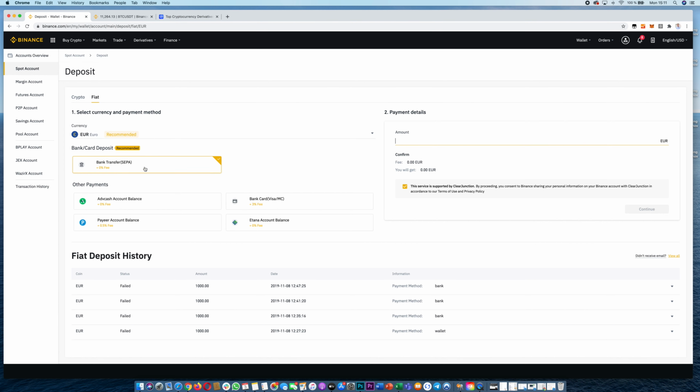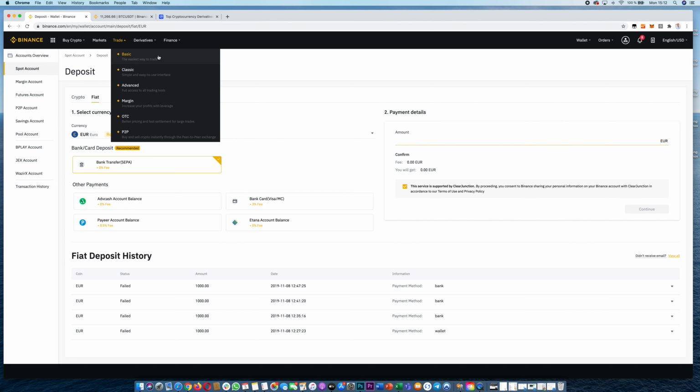So once you have done that and you have money in your account, you need to move that into your futures account, because on Binance you have several wallets. You have your regular spot wallet, and then you have a futures account where you have a futures wallet. In order to do that, you can just click here and open the futures platform, or you do it here.